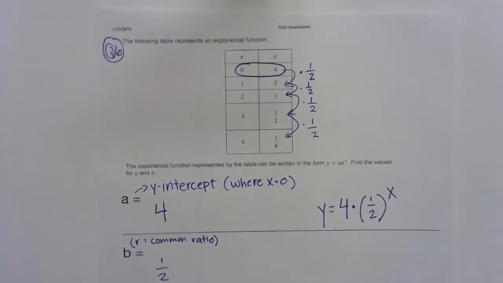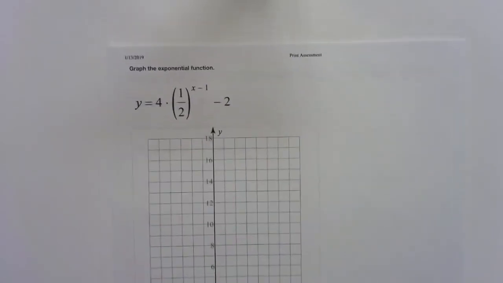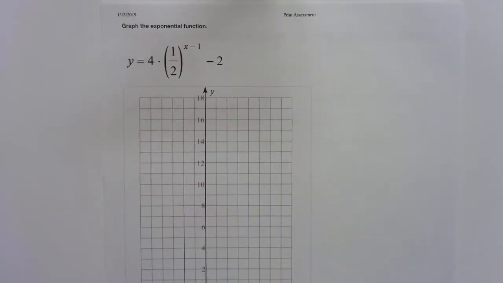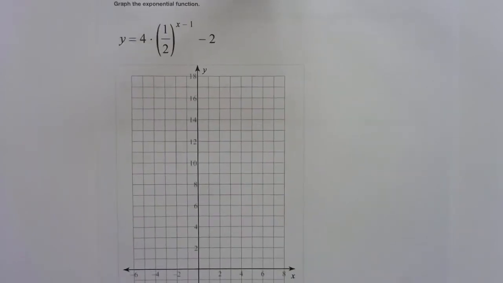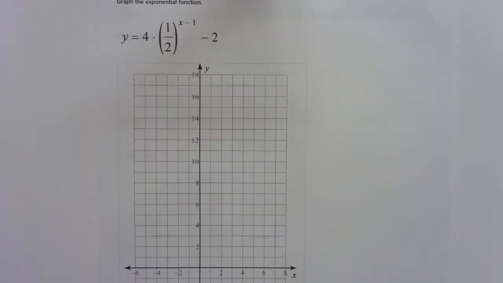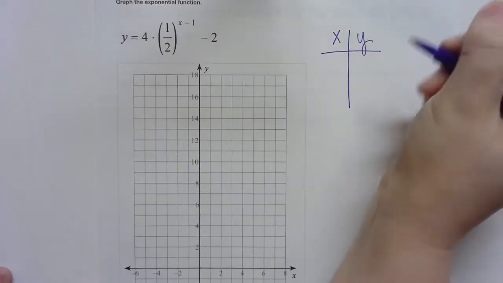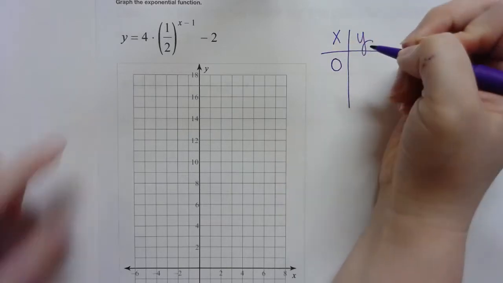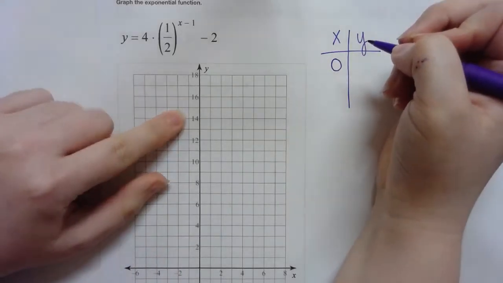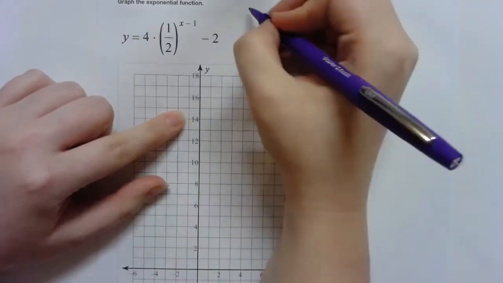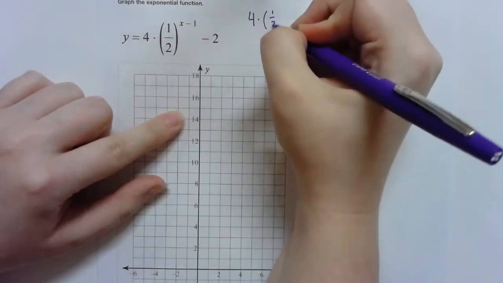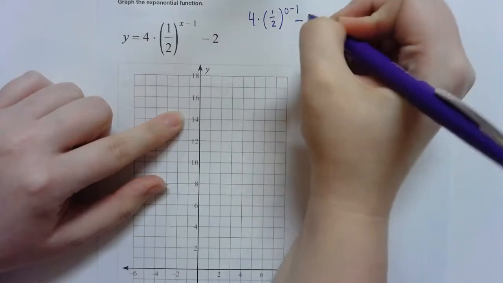Question 7. This one's similar to the last one it just gave us, but y equals 4 times 1/2 to the x minus 1, minus 2. Again, here I'm just making a table to help me. I can identify some things that might be true about it, but I want to make that table just to make sure. So I have x and y. First number I'm going to put in is 0 because I want to know where that y-intercept is. I want to know where it crosses the y-axis. So I'm going to say 4 times 1/2 to the 0 minus 1, minus 2.